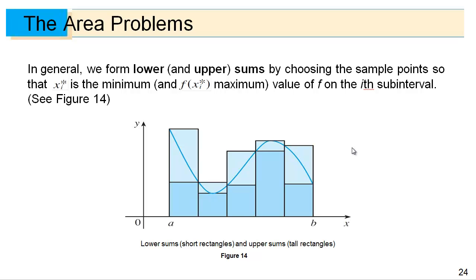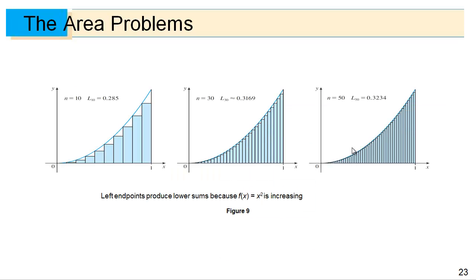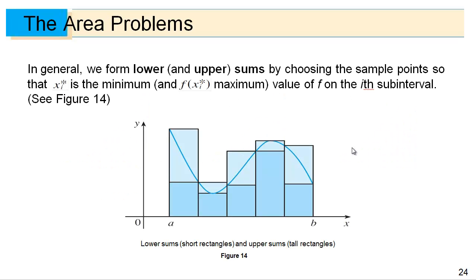But in general, when we have functions that aren't constantly increasing or constantly decreasing, and in the case of x squared we had a function that was constantly increasing, when we have things that have curves, then in general we can form lower and upper sums not by always choosing right hand sums or left hand sums. We have to instead choose our numbers appropriately, right?